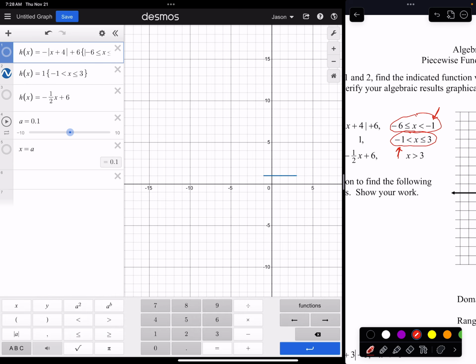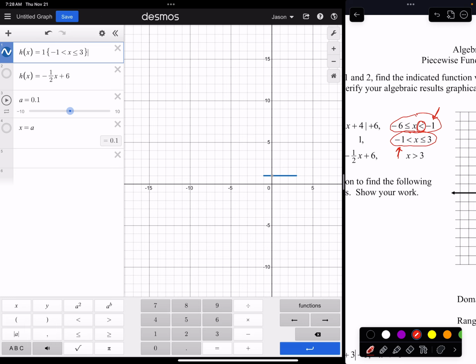Oh, on the red function, I think I had a mistake up here. This was less than, and I put less than or equal to. It's not going to really matter on Desmos, but let's go with less than 3. And, whoops, let's see here. What just happened? That was the second one. I deleted the first one by mistake. Okay, let me retype that. So this one was from -1 less than or equal to 3. That was the second function.